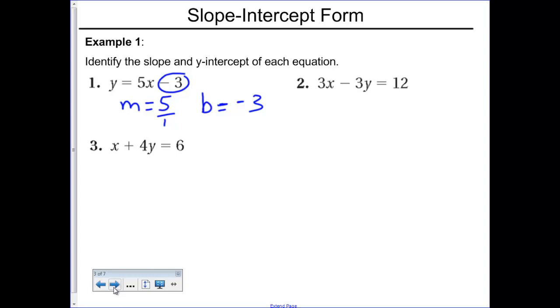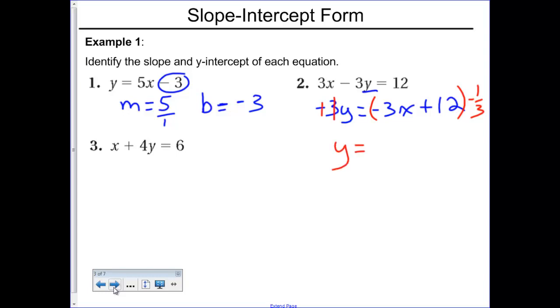Question number 2 is in standard form. So we have to rewrite this in slope-intercept form. So we need to isolate the y value. So the first thing we're going to do is move the 3x over. So we have negative 3y is equal to negative 3x plus 12. And then we're going to divide the whole thing or multiply the whole thing by negative 1/3.